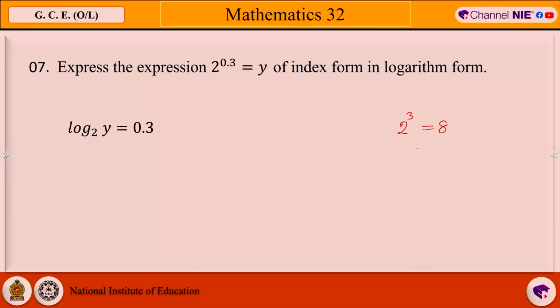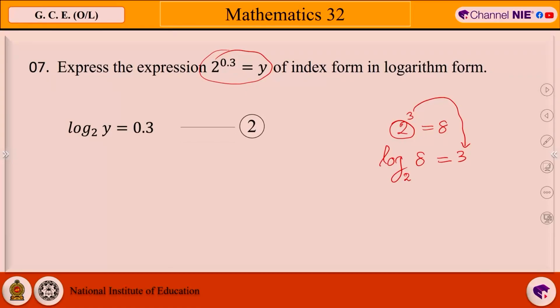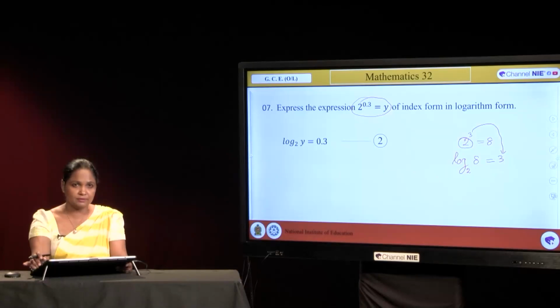Then if you want to convert this into logarithm form, what you do is log of 8, and this base does not change. So, it is log of 8 to the base 2 equals 3. This index becomes the answer. Likewise, you have to convert the given expression into logarithmic form. For that you will get 2 marks, directly 2 marks. Because there are no steps for that, directly you have to write the answer. That is the 7th question.